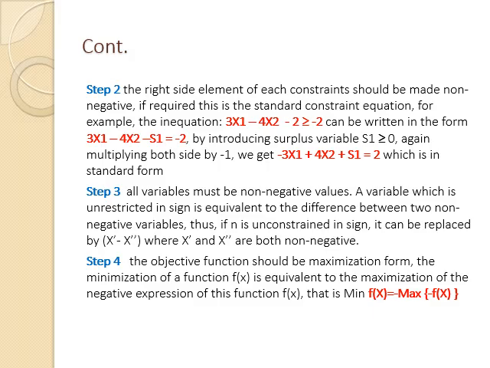Step 4. The objective function should be in maximization form. The minimization of function f(x) is equivalent to the maximization of the negative expression of this function f(x), that is min f(x) equal negative max of negative f(x).